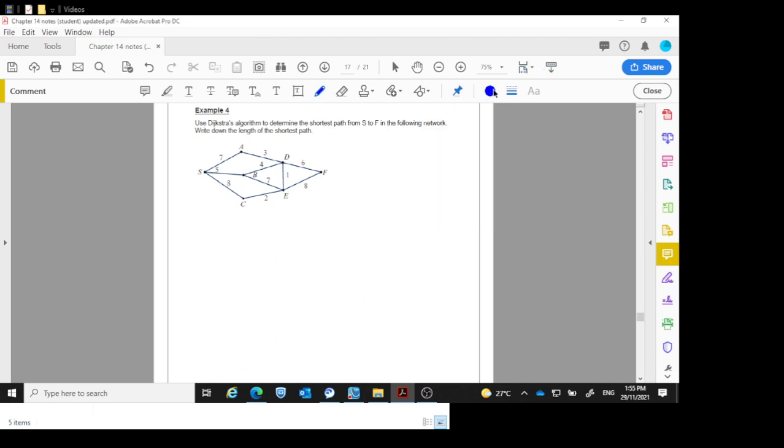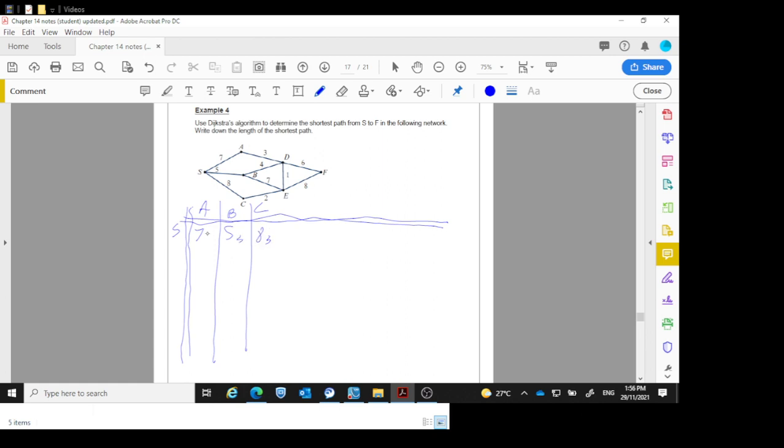Okay, example 4. Use Dijkstra's algorithm to determine the shortest path from S to F in the following network. Okay, so S. Let me just set this up. S. Don't need to put the 2 strokes, I do, just to help you guys out. S connects to A, connects to B, and connects C. Doesn't matter how you write them up the top there. Okay, S to A is 7, S to B is 5, S to C is 8.